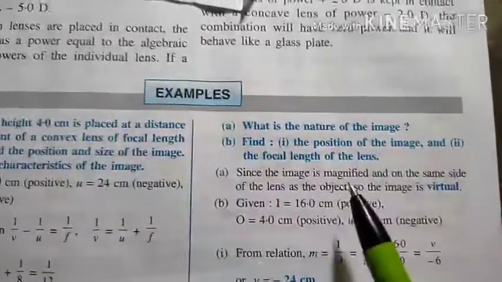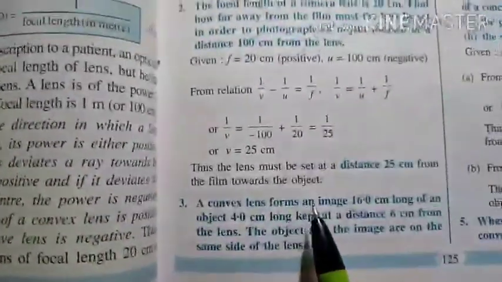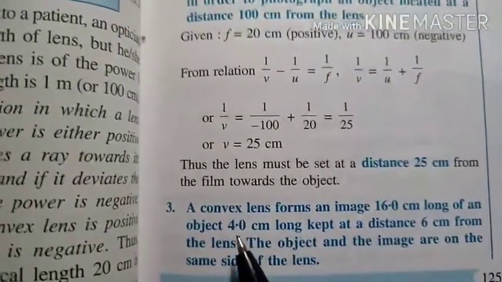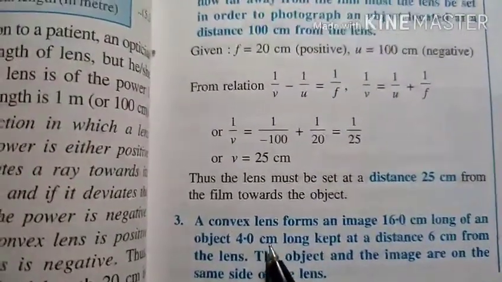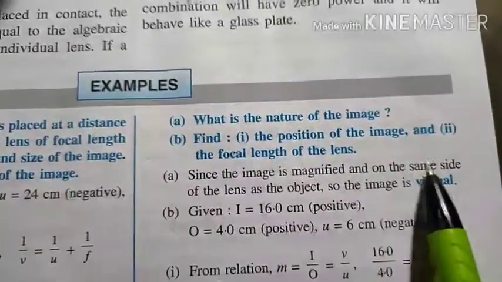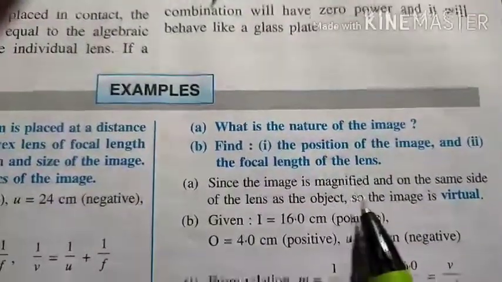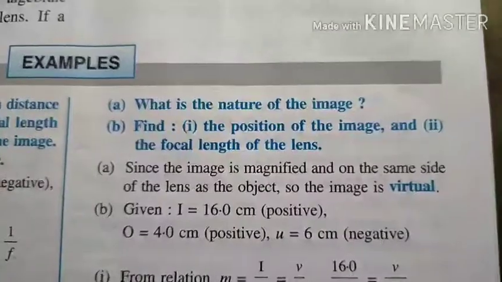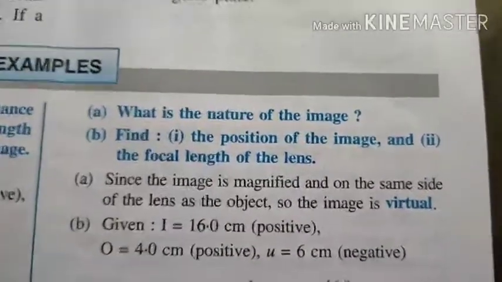Image size is 16 centimeter, whereas the object size is 4 centimeter. Therefore, this is a magnified, enlarged image. Since the image is magnified and on the same side of the lens as the object, the image is virtual. It is towards the left, it is virtual, and it is also magnified.